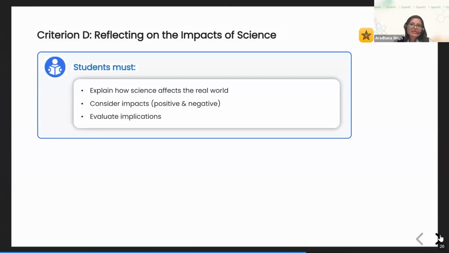Now come to criteria D, reflecting on the impact of science. So you need to explain how the science or scientific principle or scientific investigations are affecting the real world, whether they are affecting the environment or the real world positively or negatively. That is something you have to analyze and communicate by putting some logic or reasoning.